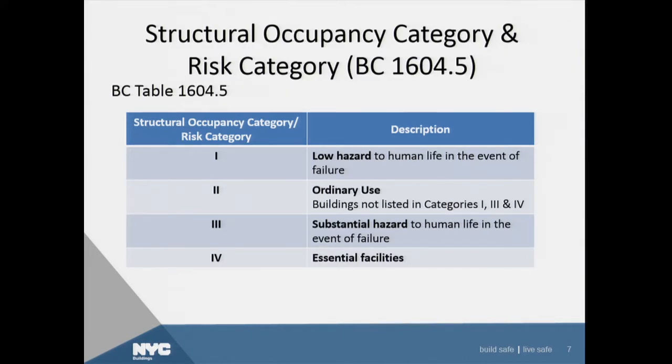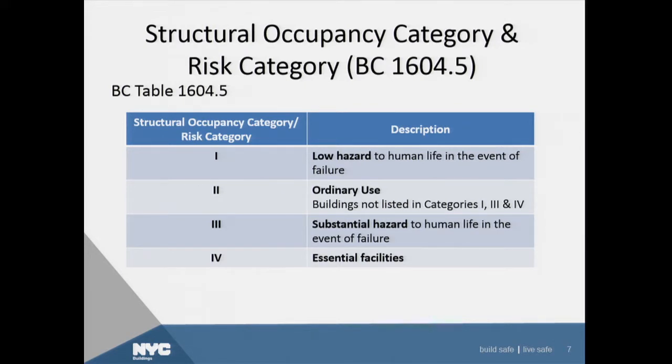And Category 4 is what's termed essential facilities. These are buildings that, if a Category 3 building is of importance, Category 4 buildings are of slightly greater importance because they may affect an entire community. This is fire and police stations, emergency shelters, things of that nature. And the structural requirements, as well as flood design requirements that you're going to hear about a little later, they all vary based on the occupancy, the structural occupancy category or risk category.